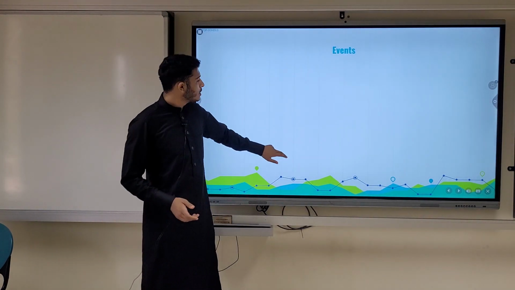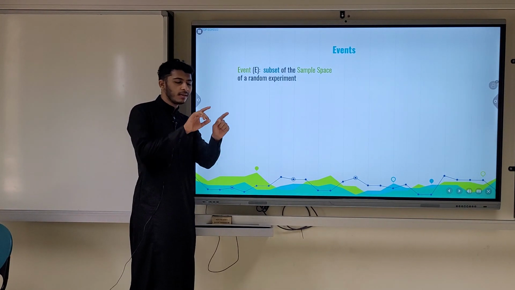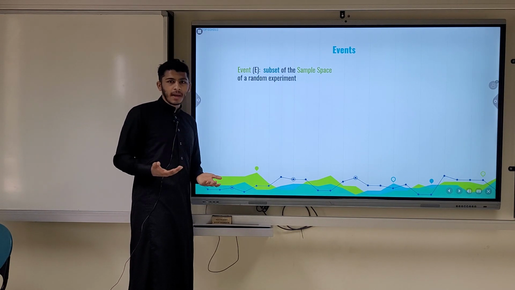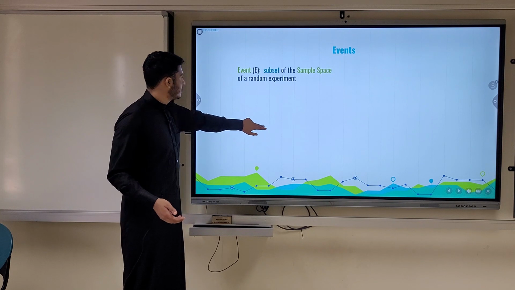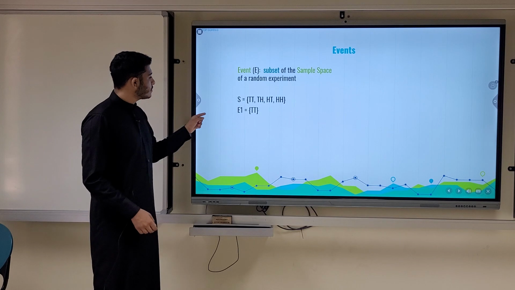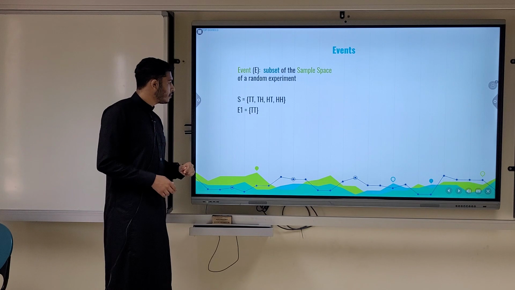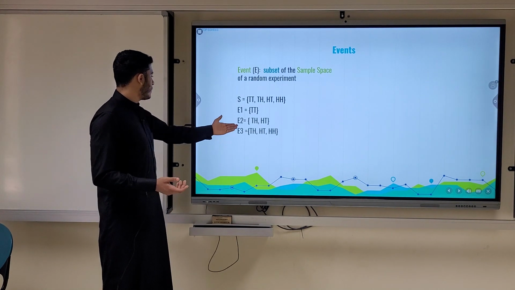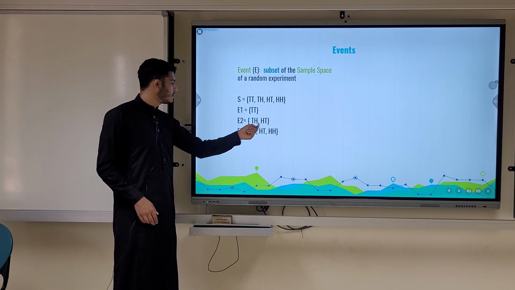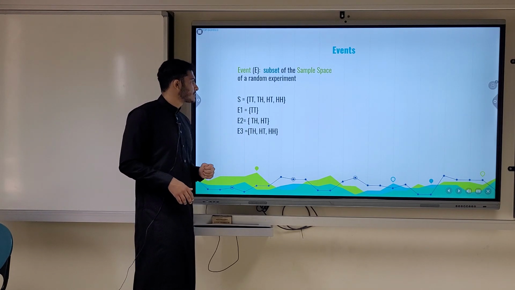So let's talk about events now. What are events? Events are just subsets of the sample space. So we have a sample space and we're taking subsets, some outcomes from the sample space, and we are assigning them a variable, and we're calling them events. So we have our sample space here for tossing the coin 2 times, and let's say that we have event 1 and we assign it the double T. You can assign it as anything you want. Like for example here, E2, we assigned it these 2 outcomes, and E3 we had these outcomes in it. You can do whatever you want. You can assign it whatever is inside the sample space.